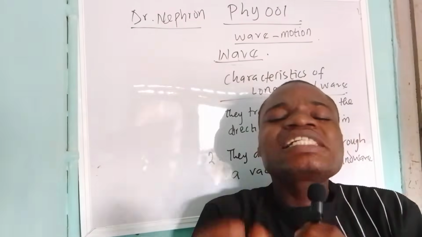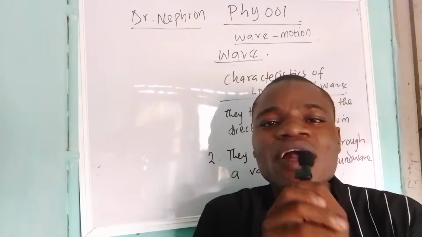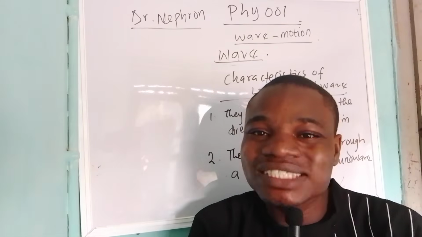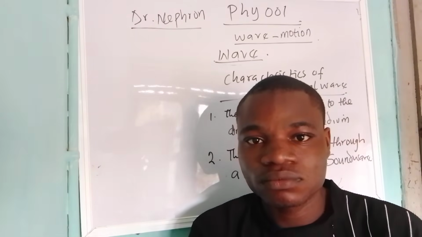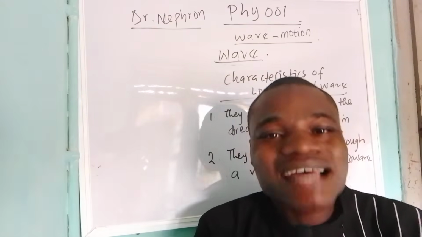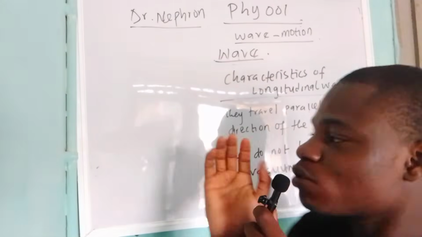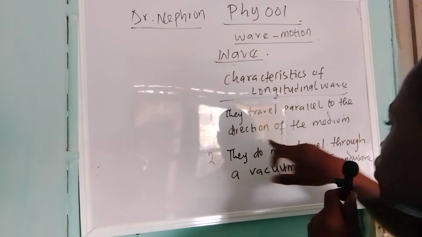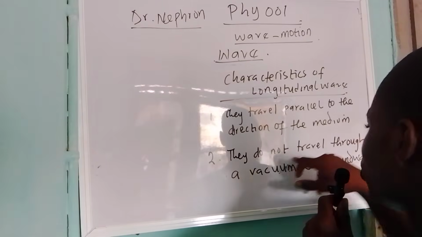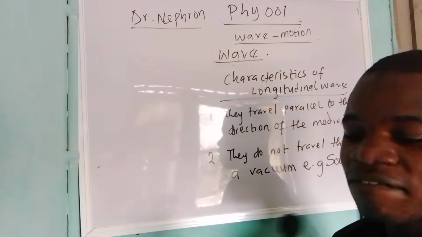Now, which type of wave cannot travel through a vacuum? Longitudinal wave cannot travel through a vacuum. An example of longitudinal wave is our sound wave. Sound wave can never travel through a vacuum. So number one is what? They travel parallel to the direction of the medium. They do not travel through a vacuum. Very, very important.